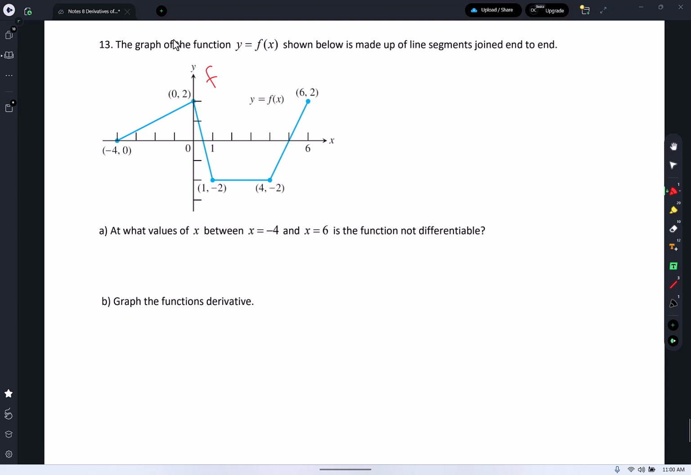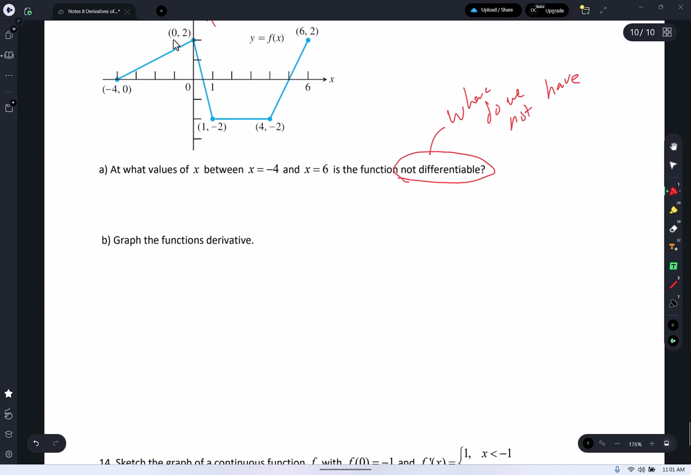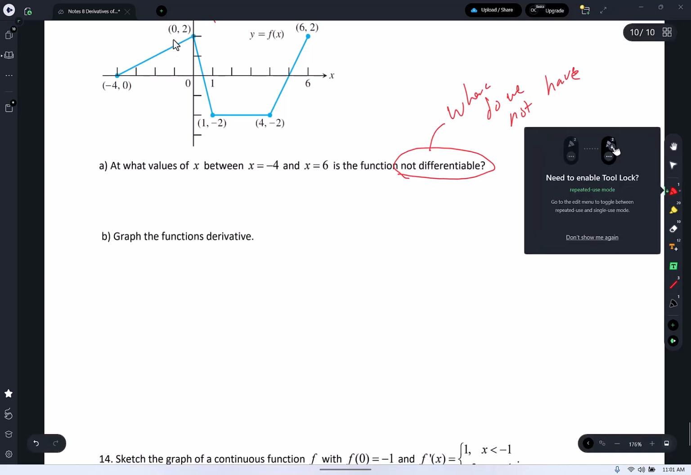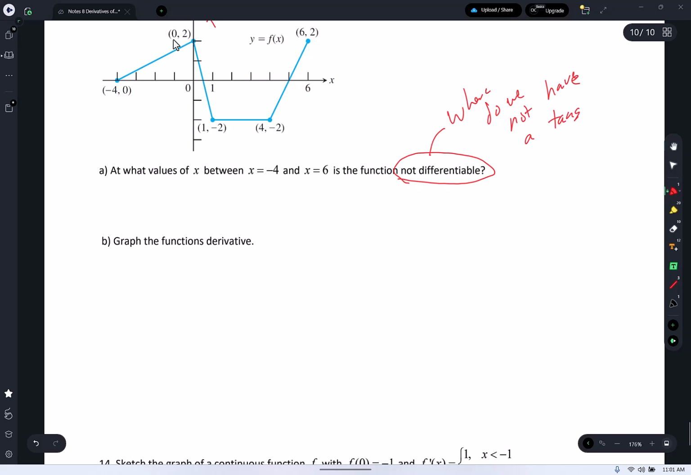Okay, so what this means is that we're just getting to this. You have not probably heard that word. At what points do I not have a tangent? Where do I not have a tangent? Where do we not have a tangent, guys?